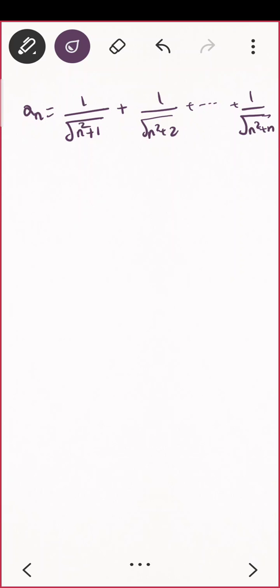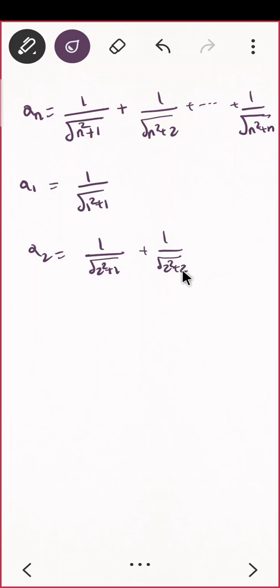Your n is starting from 1. So you should start with a1 first. a1 will have only one term, that is 1 upon root of 1 square plus 1. a2 will be having two terms, that is 1 upon square root of 2 square plus 1 plus 1 upon square root of 2 square plus 2. Do you understand? Then a3, and like that you can see where it goes.